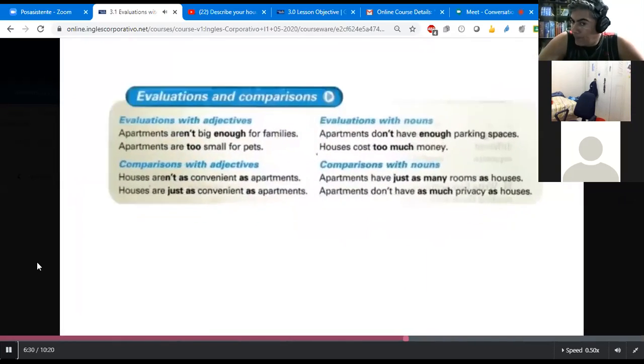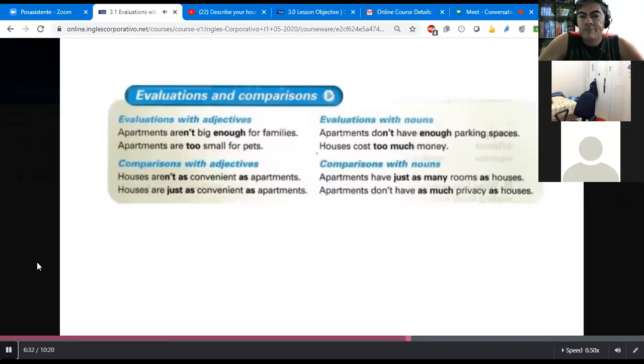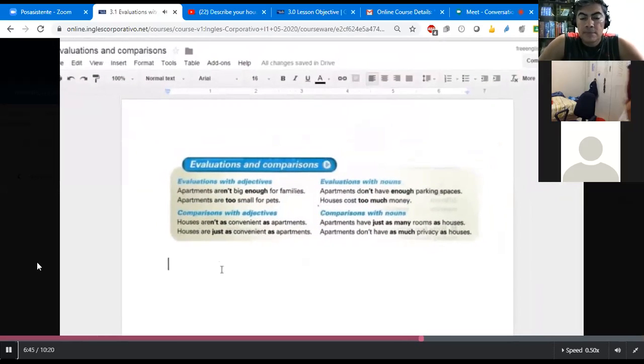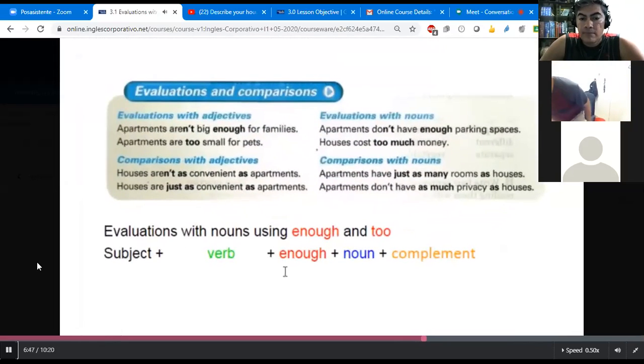The next thing that I would like to do now is to show you how to make evaluations, but now we're going to talk about making evaluations using nouns. And a couple of things will change. And so let me present the formula at this time, and I'm going to show you what kind of things will change. Well, first of all, similar to making evaluations with adjectives, we're going to have a subject. So in this case, we're going to say apartments. Okay, that's going to follow a verb.